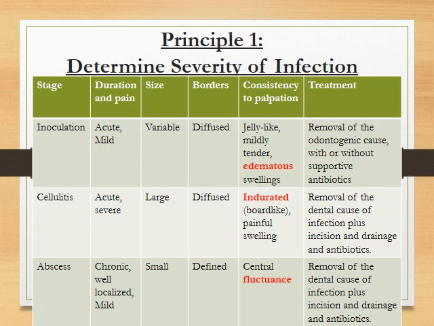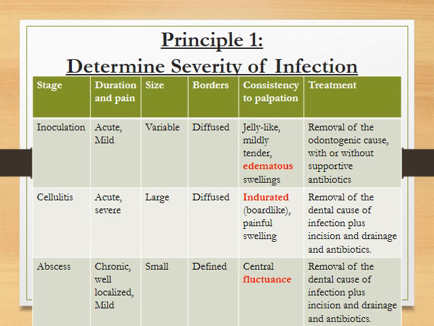Regarding the periphery, cellulitis usually has diffused borders, as does the inoculation stage or the edema. There is no defined border in cellulitis or edema, but when we reach the abscess stage, there is a defined border. This is another benefit of palpation. I see the borders. Are they diffused? There are no distinct borders between the normal tissue and the infected tissue, or they are well defined.